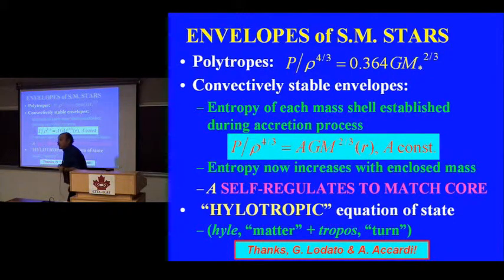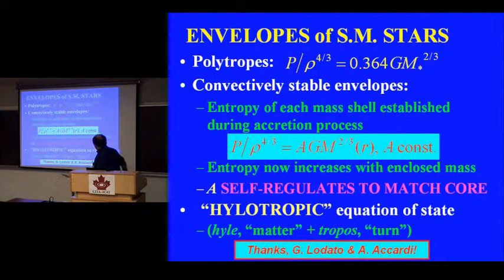Once the gas settles into the star, however, the radiation becomes trapped in the gas, and so you end up with a layered structure in which the entropy is not constant through the star, but increases outwards, which means that the star is convectively stable. The ratio of pressure to density to the 4/3 is proportional to the enclosed mass to the 2/3 power. And so it's a well-defined function of position within the star, and gives you a different kind of stellar model that you need to calculate.